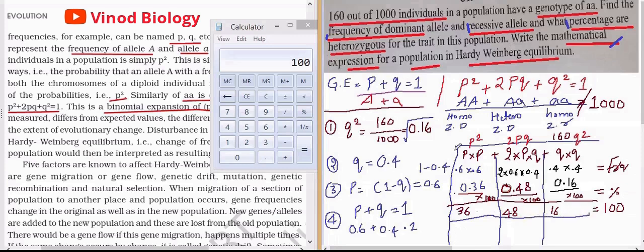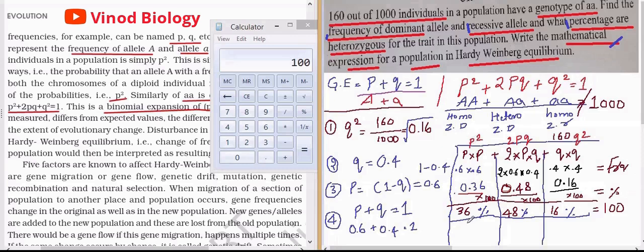So completed. According to this question, the dominant allele frequency is 0.36 and the recessive allele frequency is 0.16. Second answer: what's the percentage of heterozygous? The percentage is 48, and the recessive is just 16%.